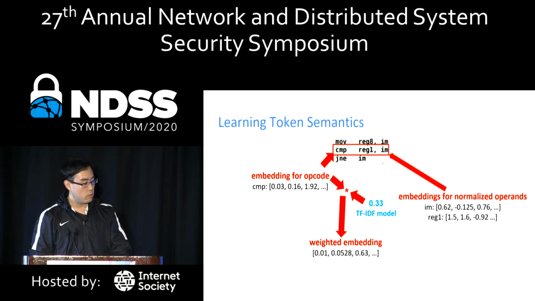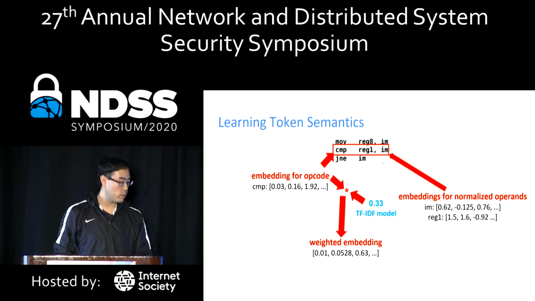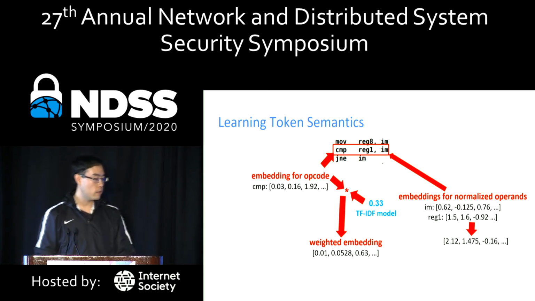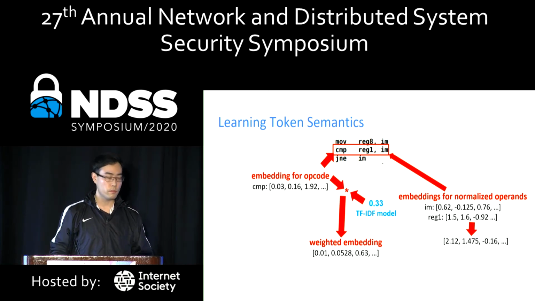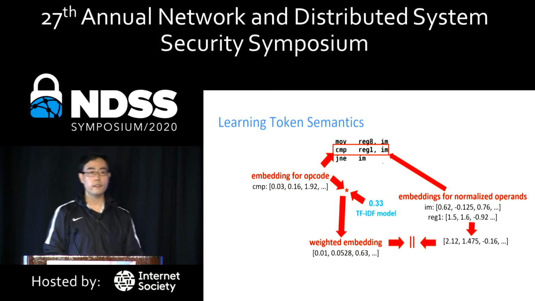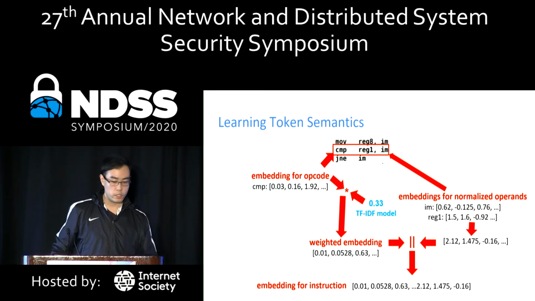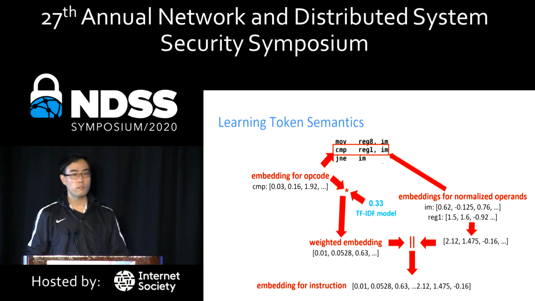And now we have embeddings for the normalized operands. If you look closer, you will see that we normalize the registers based on their length, and we normalize all the immediate values to be IM. We extract the embeddings for the normalized operands and sum them up to generate one embedding for the whole operands. Then we concatenate them to generate an embedding for that instruction. And we further sum up the embeddings for each instruction to generate the feature vector for the whole basic block.